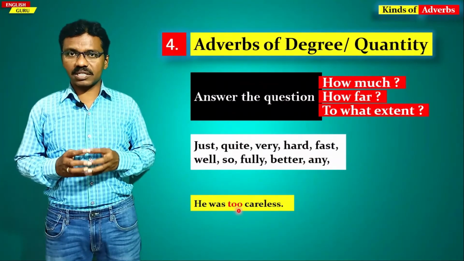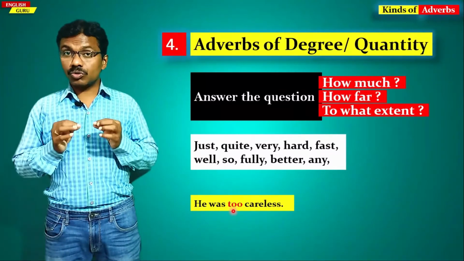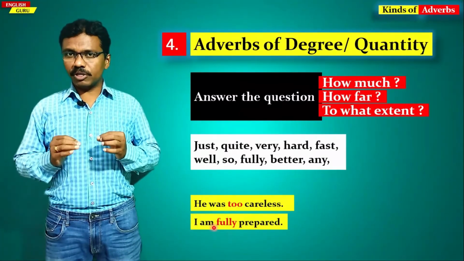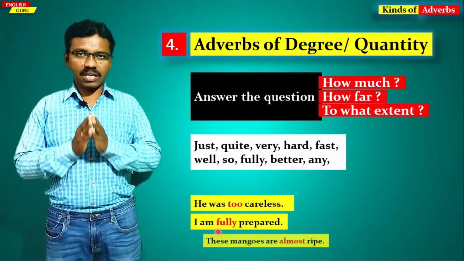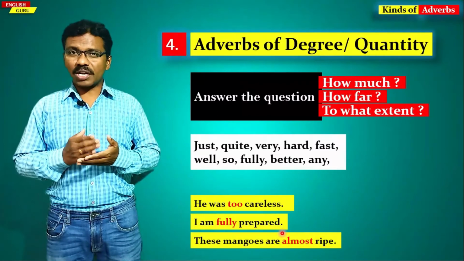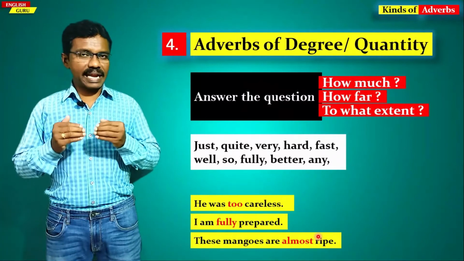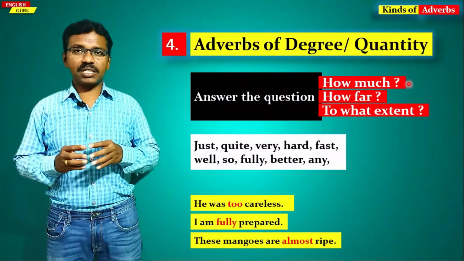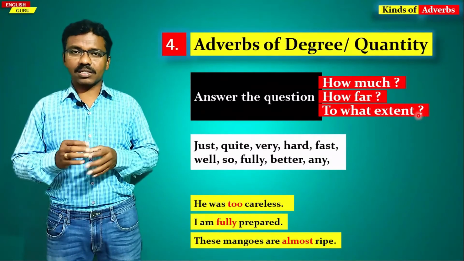For example, in the sentence, he was too careless. How careless was he? Too. The word too is an adverb of degree. The next one is, I am fully prepared. To what extent is he prepared? Fully. The word fully is an adverb. The next one is, these mangoes are almost ripe. To what extent are these mangoes ripe? Almost. The word almost is an adverb of degree. So adverbs of degree or quantity answer the questions how much, how far, to what extent something is done.